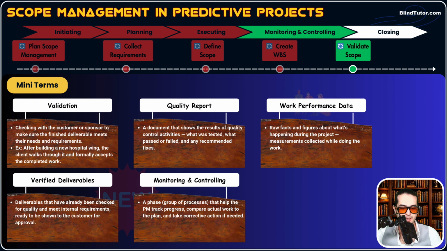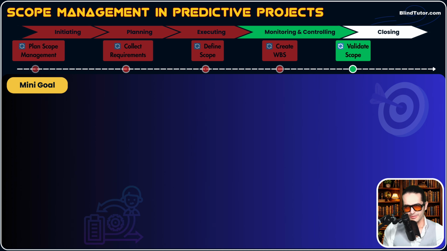Great, these were mini terms and concepts that you need to know before getting into the validate scope process. Now let's have our mini goal. Look up there, guys, scope management in predictive projects. What phase? Monitoring and controlling, not planning anymore. Our team is doing the job, and you as a PM monitor and control the job. And the process of validate scope, mini goal. What exactly happens in this process? What do you as a PM and your team do?